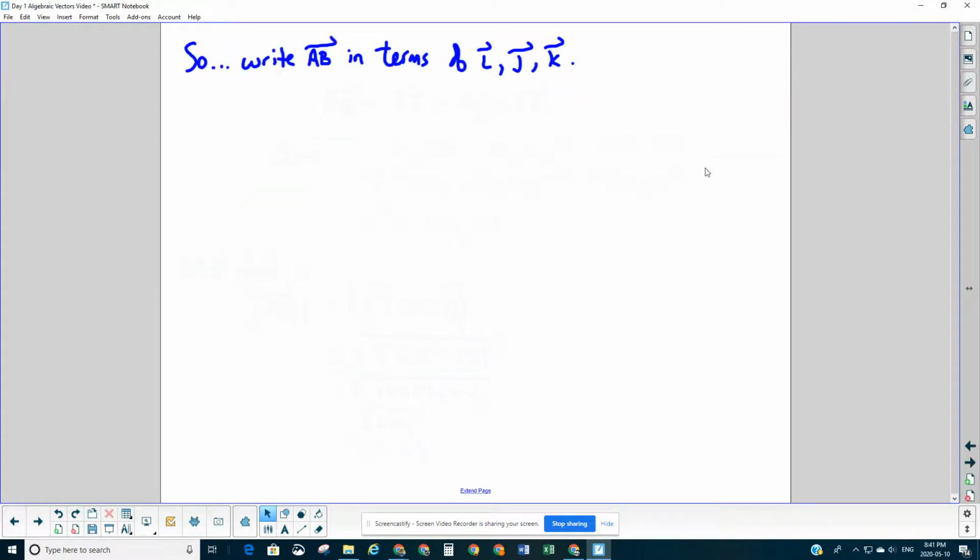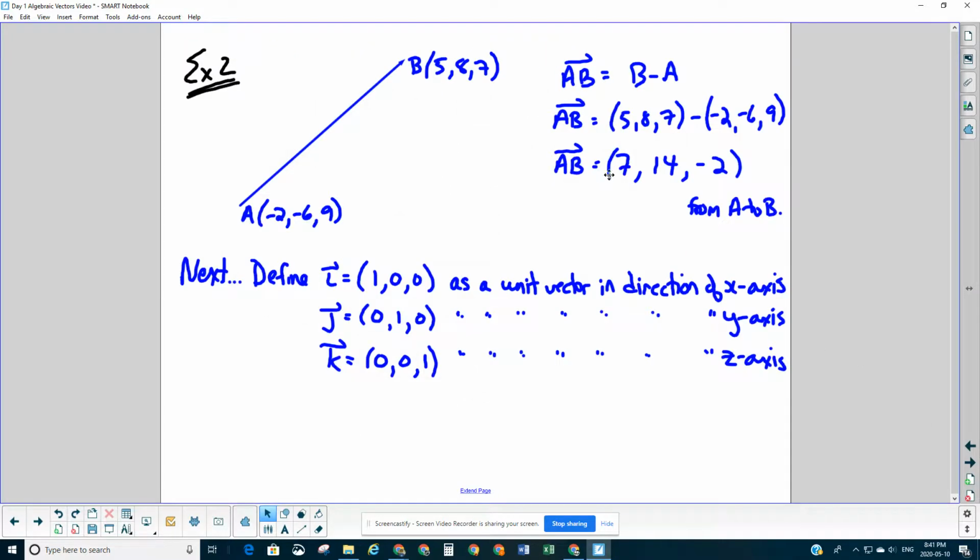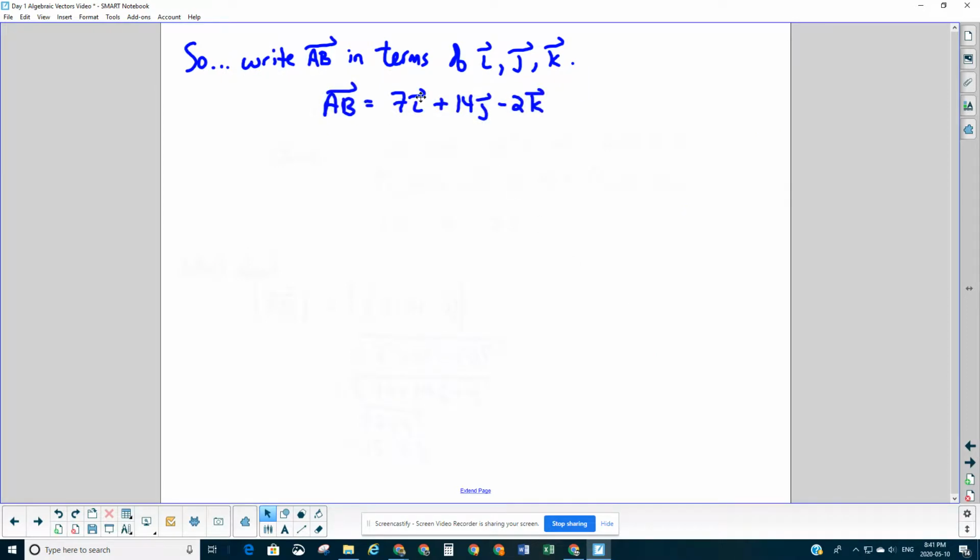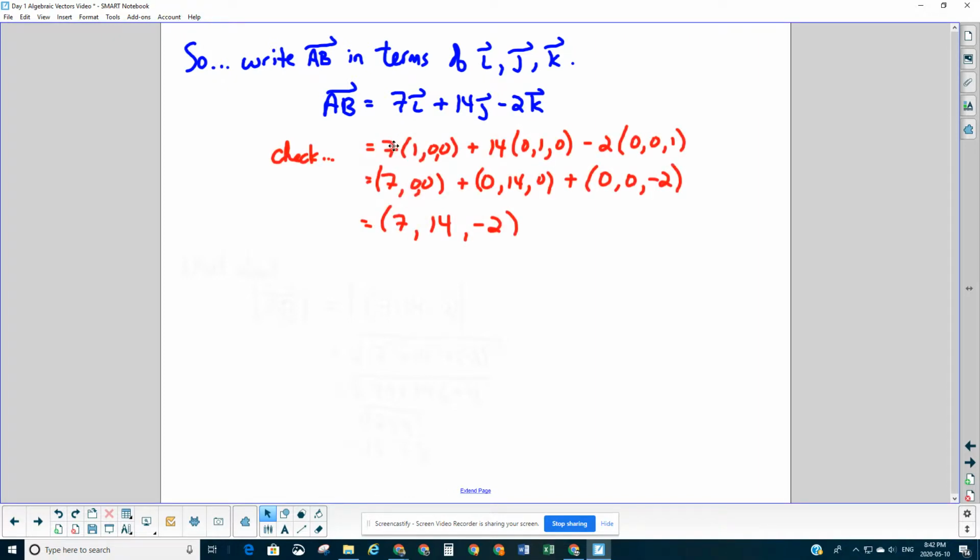So if we write this in terms of that, we can see that we would go 7 along the x-axis, so we would need 7 i's, 14 j's, and -2 k's. So we could write this as 7i plus 14j minus 2k. And I don't even need to imagine what the picture looks like. This is a great representation of that. I can prove it by putting in my i's as 1, 0, 0, my j's as 0, 1, 0, and my k's as 0, 0, 1. See the rainbowing happening, and we'd end up with the same thing. That's just a proof that this and this represent the same thing.